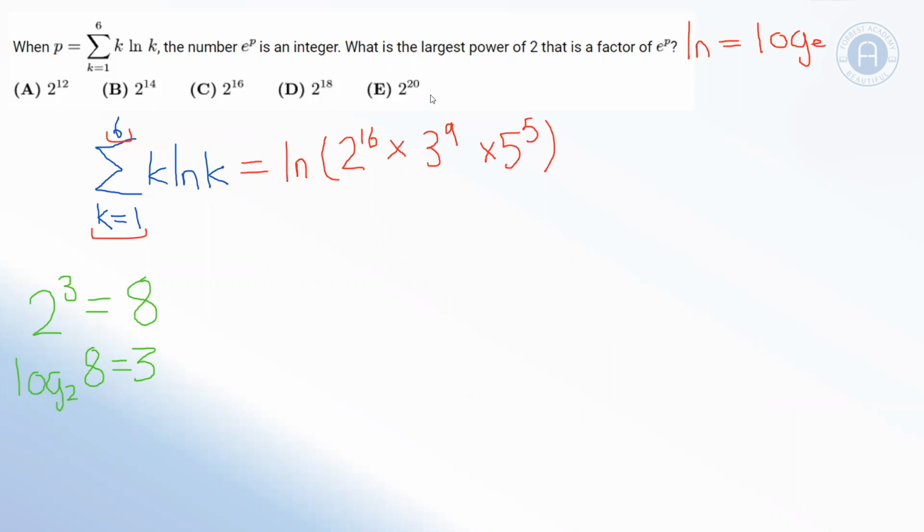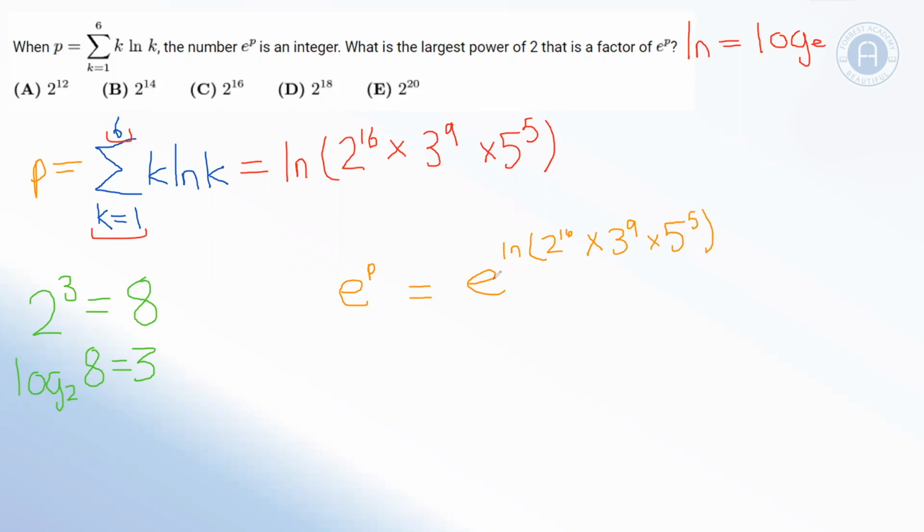Now we're asked the question, if we have e to the power of p, bearing in mind that this is what we've been told, p is equal to the summation of this series. So we've got e to the power of p, which is e to the power of ln of 2 to the power of 16 times 3 to the power of 9 times 5 to the power of 5.